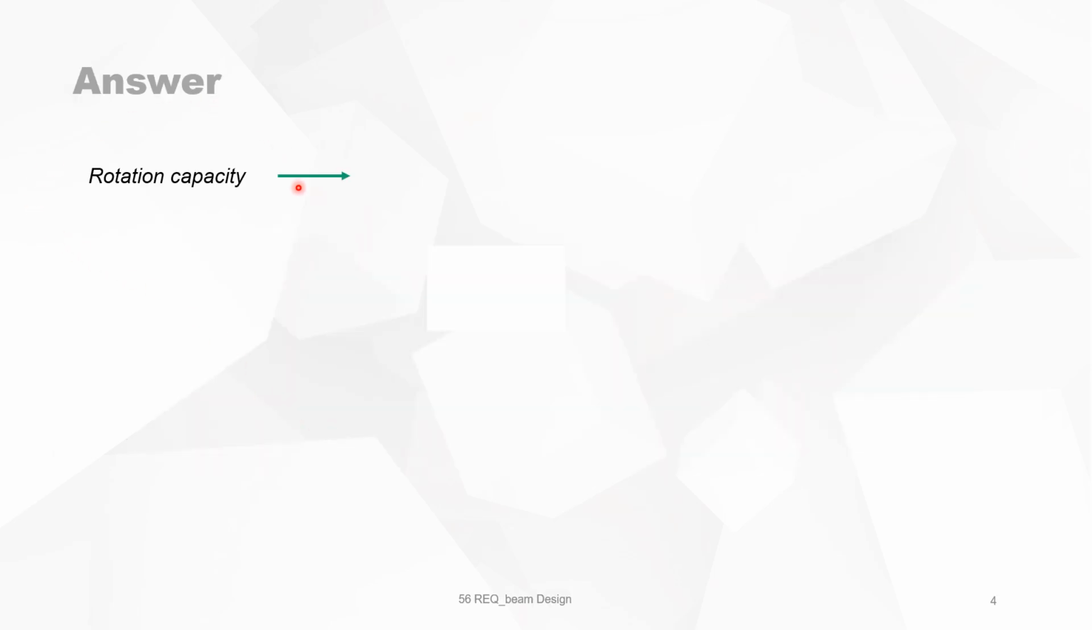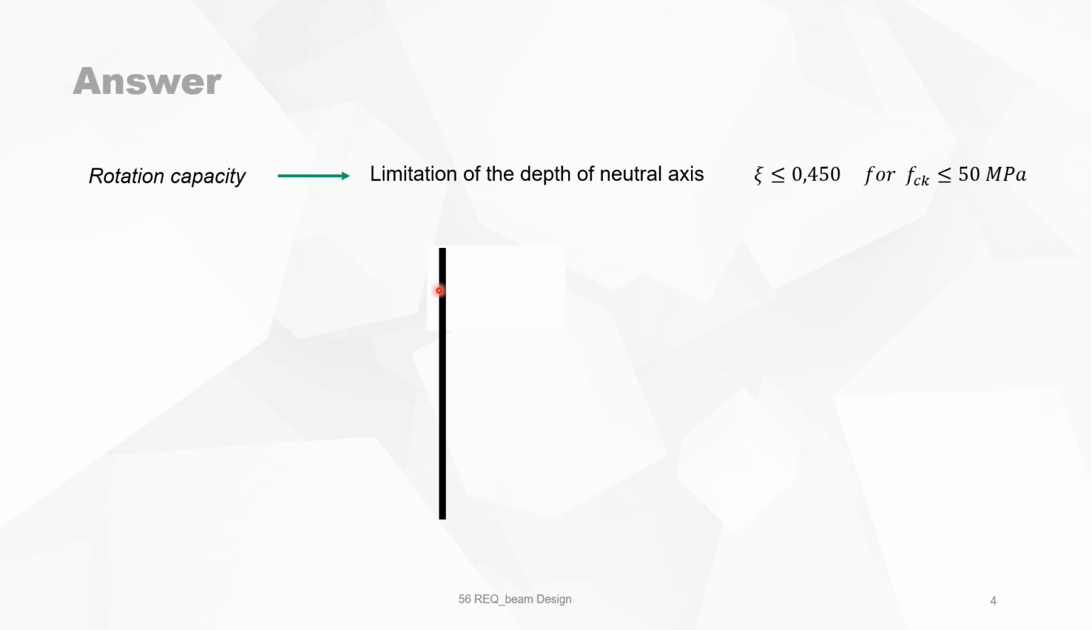So rotation capacity. When we think about that, we know that there is a limitation on the depth of the neutral axis: x over d must be smaller than 0.45, so x must be smaller than 0.45 times d. This is for a concrete quality of less than C50. So we have to limit the depth of the neutral axis.